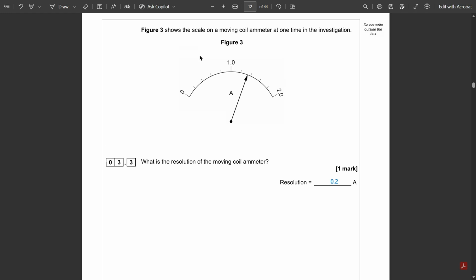And then figure 3 shows the scale on a moving coil ammeter at one time in the investigation, and we're asked what the resolution is. Now the resolution is the smallest possible reading, so it's 0.2 amps, because the smallest possible precision it can have is 0.2 amps.